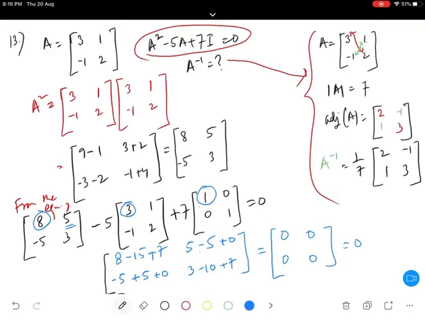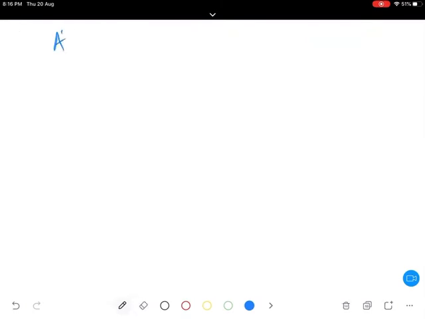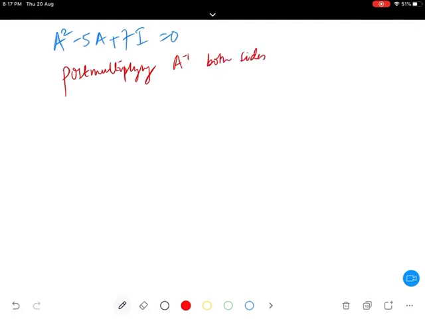So this is what I get. Now we have to find A inverse. How will I find it? Listen very carefully. My equation is A squared minus 5A plus 7I. What I will do is post multiply by A inverse on both sides. Post means after, pre means before. So it becomes A squared A inverse minus 5A A inverse plus 7I A inverse. Am I clear?